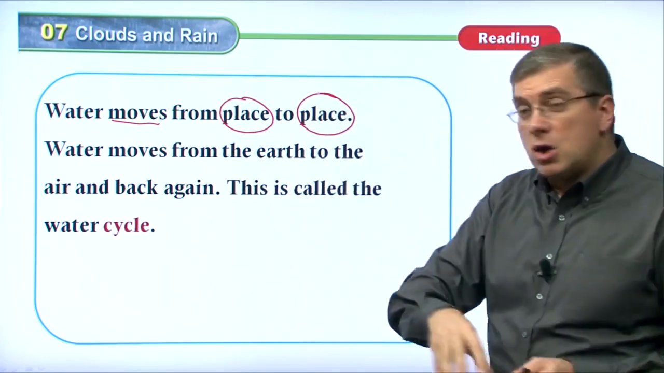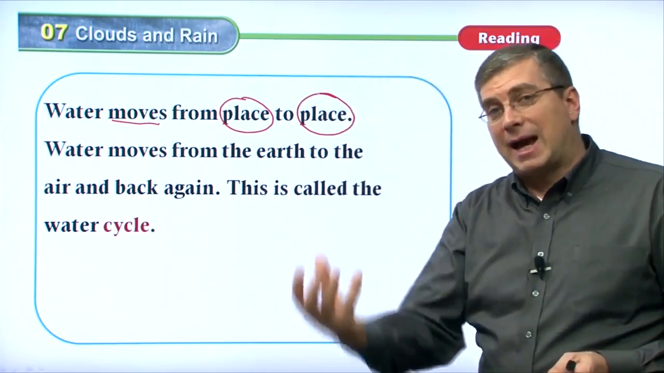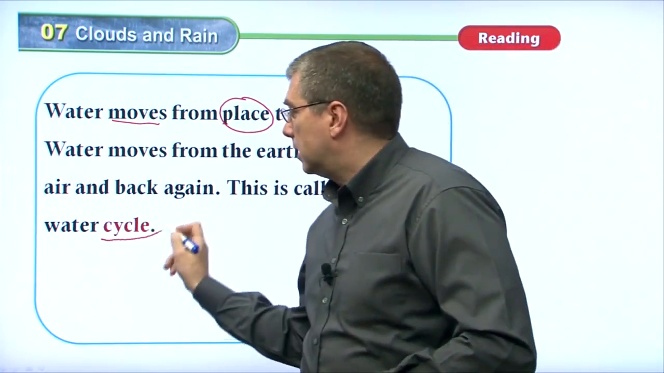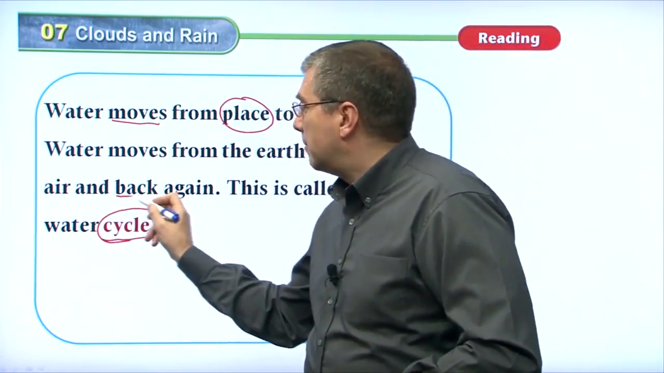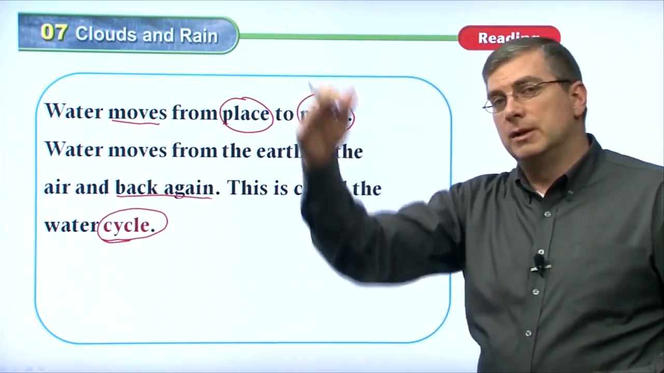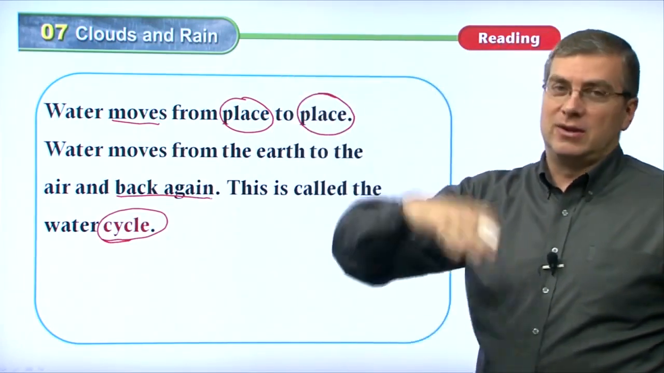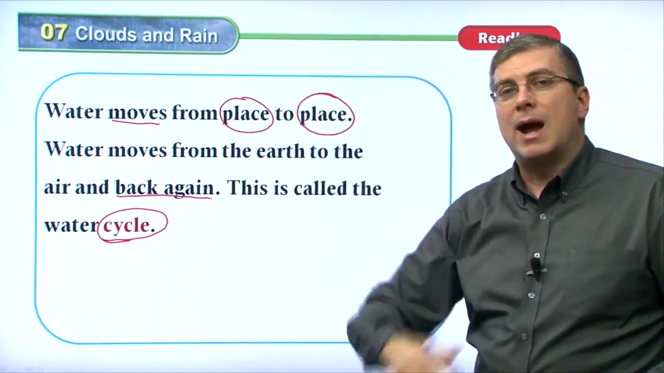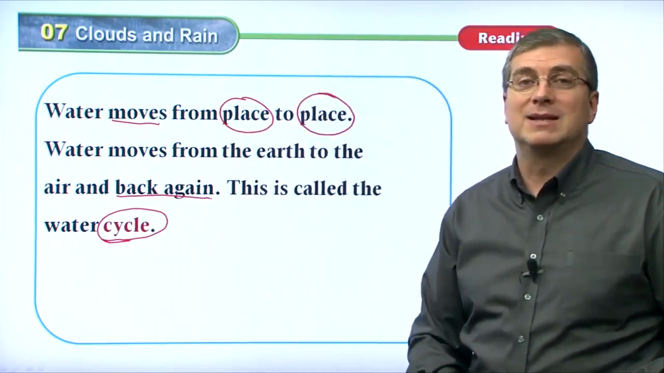Water moves from the earth to the air and back again. This is called the water cycle. A cycle because and back again. It repeats. It goes from the ground to the air, back down to the ground, then to the air and back down. It's a cycle. It moves around and around. It repeats many times.